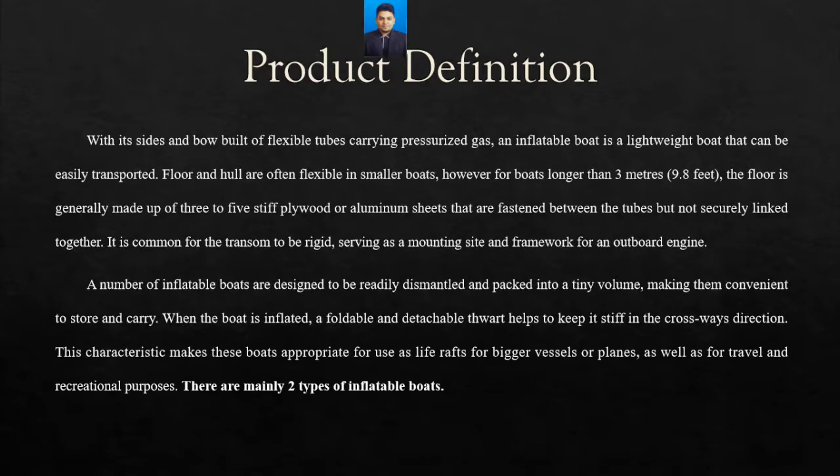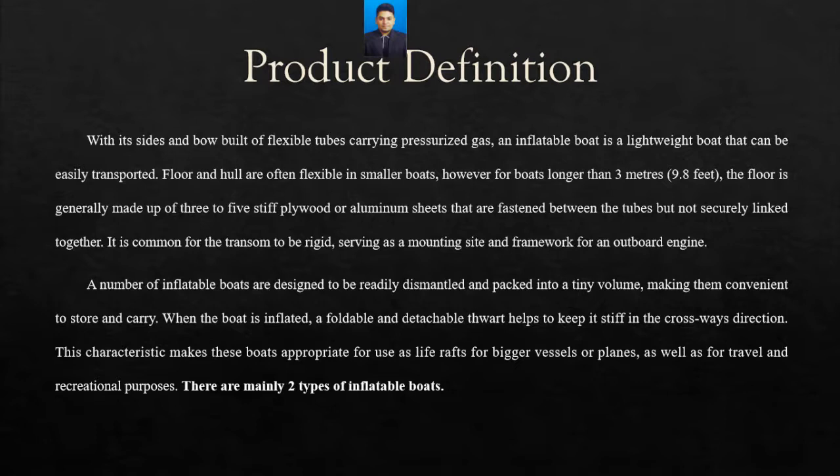Product definition. With its sides and bow built of flexible tubes carrying pressurized gas, an inflatable boat is a lightweight boat that can be easily transported. Floor and hull are often flexible in smaller boats. However, for boats longer than 3 meters, the floor is generally made up of 3 to 5 stiff plywood or aluminum sheets that are fastened between the tubes but not securely linked together. It is common for the transom to be rigid, serving as a mounting site and framework for an outboard engine. A number of inflatable boats are designed to be readily dismantled and packed into a tiny volume, making them convenient to store and carry.